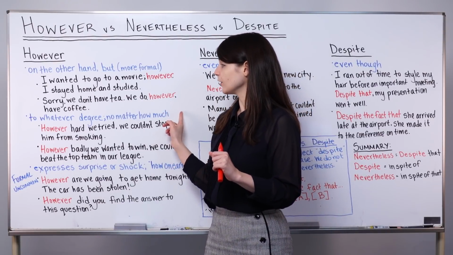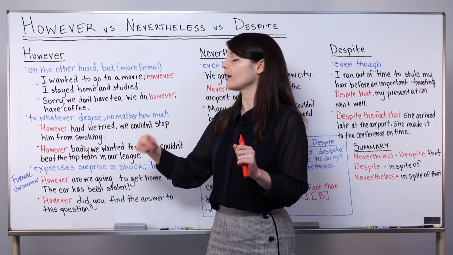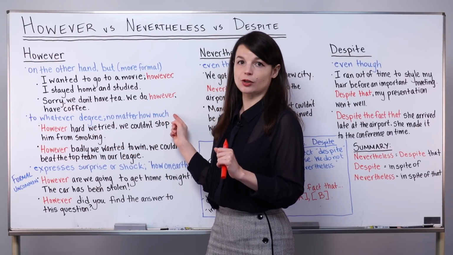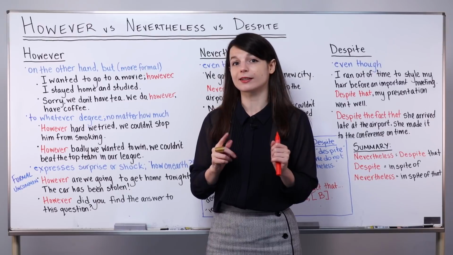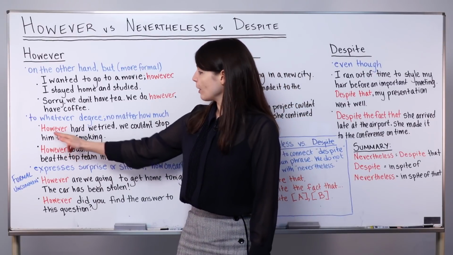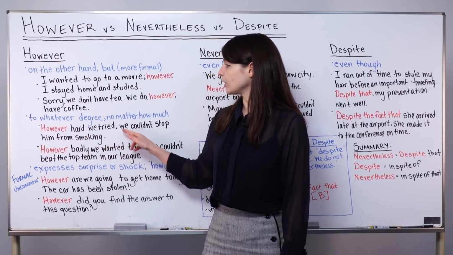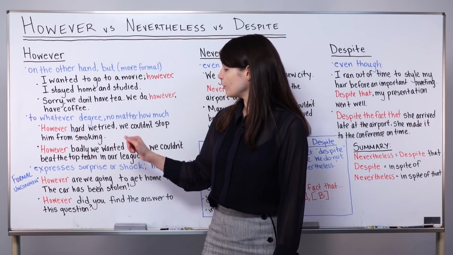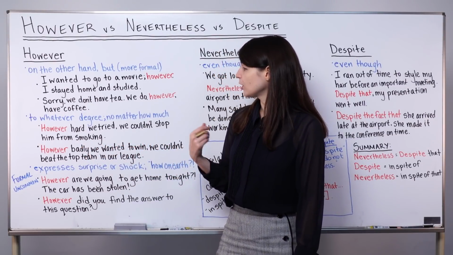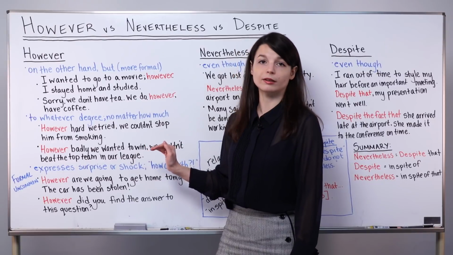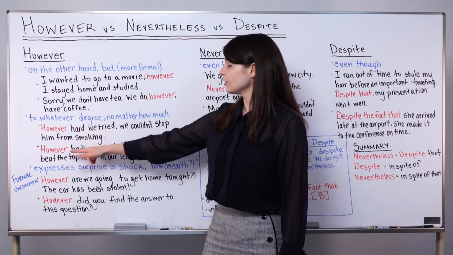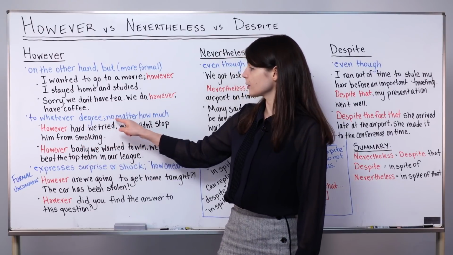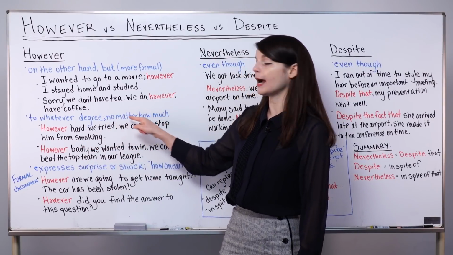We can use however to mean to whatever degree, or no matter how much. So first, let's look at some examples. However hard we tried, we couldn't stop him from smoking. And however badly we wanted to win, we couldn't beat the top team in our league. So these two uses of however could be replaced by this expression right here, no matter how much.